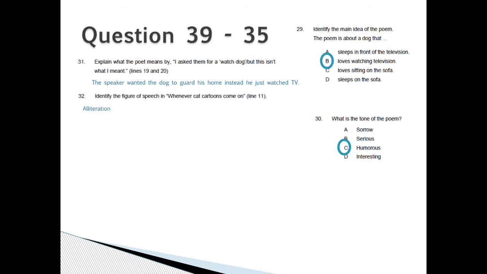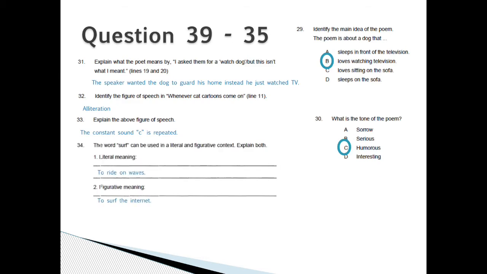Question 32 requires us to identify the figure of speech in "whenever cat cartoons come on" in line 11. This is alliteration. Question 33 requires us to explain the figure of speech, alliteration, from question 32. The consonant sound C is repeated. Question 34. The word surf in its literal meaning is to ride on waves, and in its figurative meaning is to surf the internet or swap through channels.